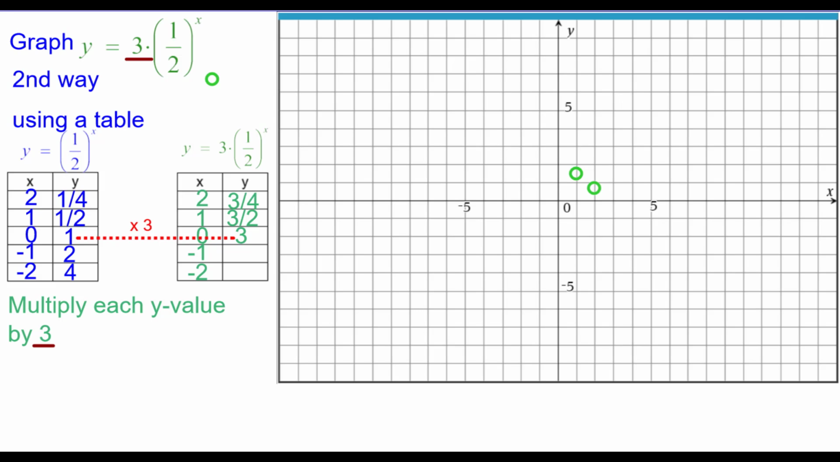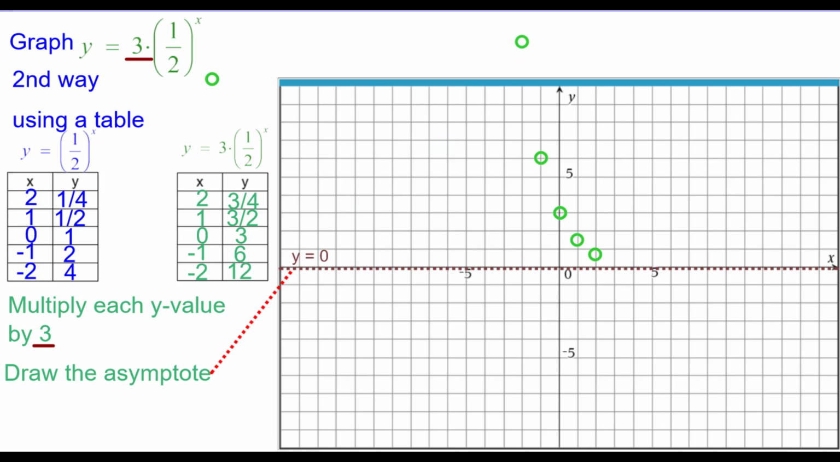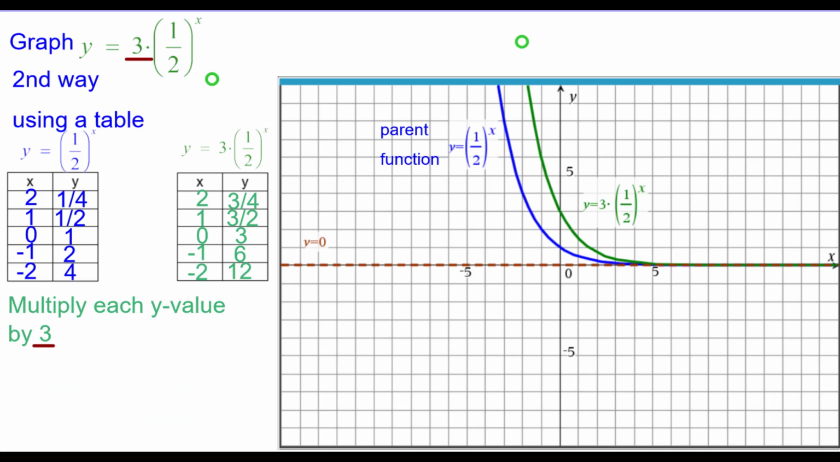1 times 3 is 3, so 0, 3. 2 times 3 is 6, -1, 6. And 4 times 3 is 12, -2, 12, which is kind of off the grid. So maybe we need to shift it down so we can plot -2, 12. Drawing the horizontal asymptote, the x-axis, the line y equals 0. Connect the points, and then comparing that to the parent function.